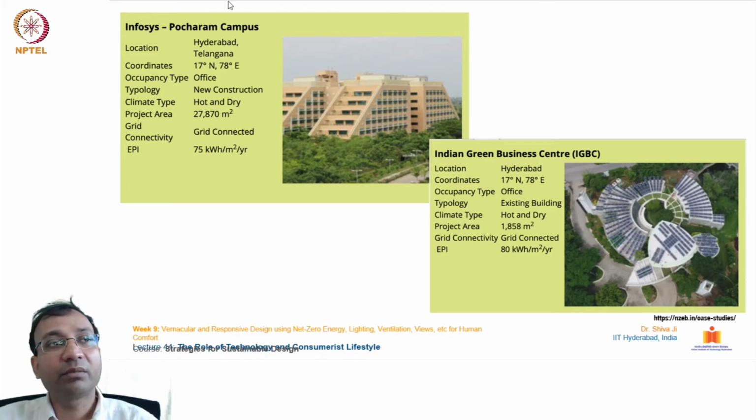So the first example taken is the Infosys building. This is in Pocharam, a locality in the city of Hyderabad, and it's an office building. It was newly constructed. The climate where it is situated is hot and dry, the project area is over 27,000 square meters, and this is connected to the grid. The EPI, if you see over here, is 75 kilowatt hours per square meter per year. You see the range over here of the power generation on this particular project.